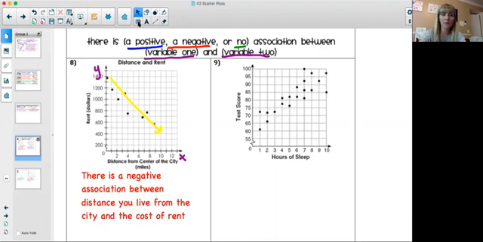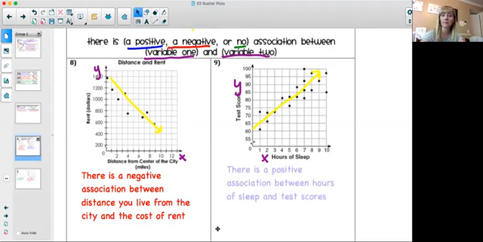All right, let's look at number 9. Check out these variables right here. I see on the x-axis, they've got hours of sleep. And on the y-axis, they've got test score. I can see from the scatter plot, I don't even have to guess what's going to happen. I can see very clearly a general upward positive trend. Okay, so I'm ready to write my sentence. There is a positive association between the hours of sleep you get and your test score.